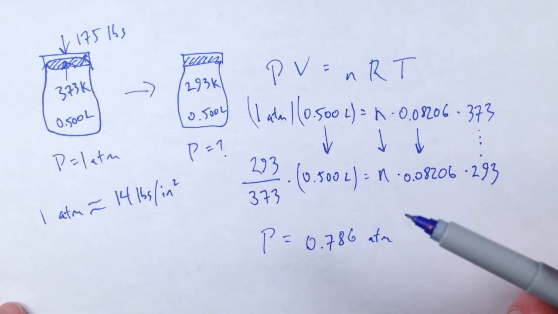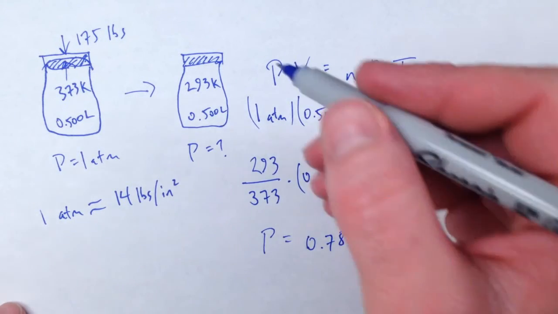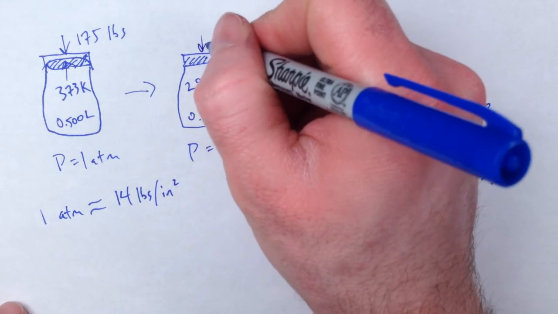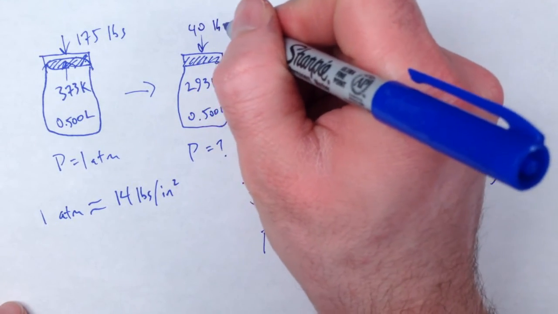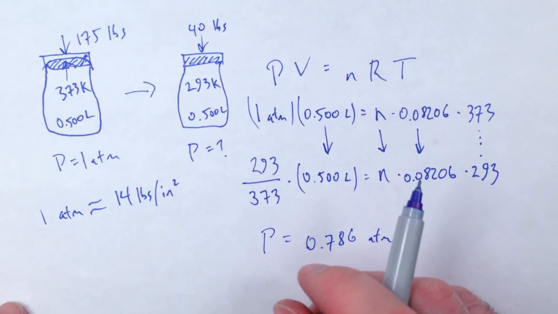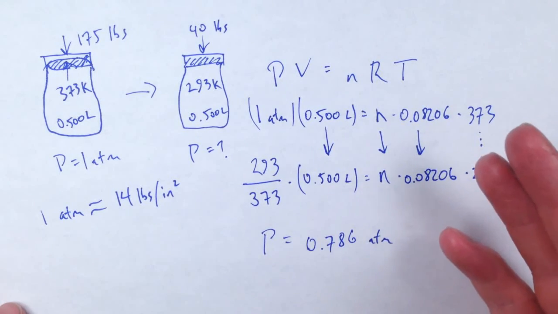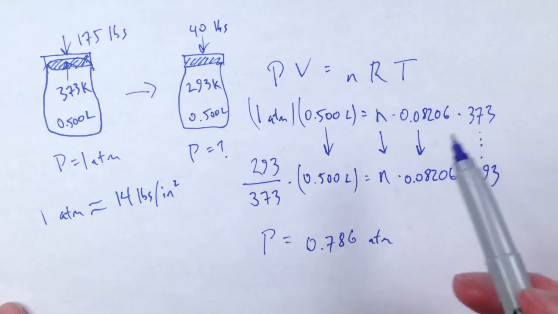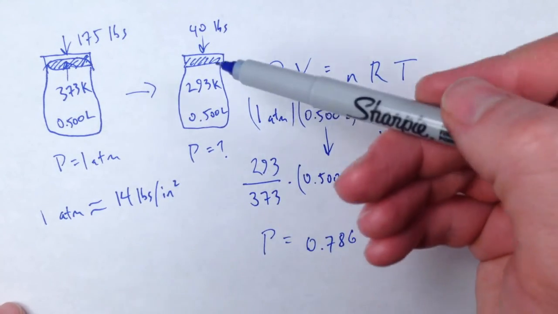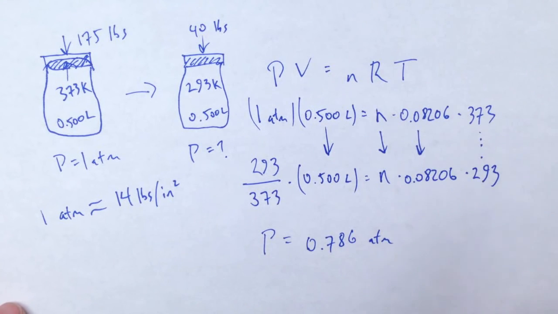That basically means that at the end, there's a net force in of about 40 pounds. So how difficult would it be to open this jar? It would be as difficult as lifting that lid if it had 40 pounds sitting on it.